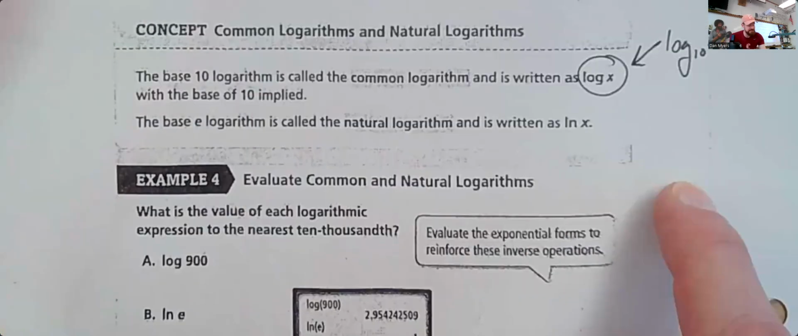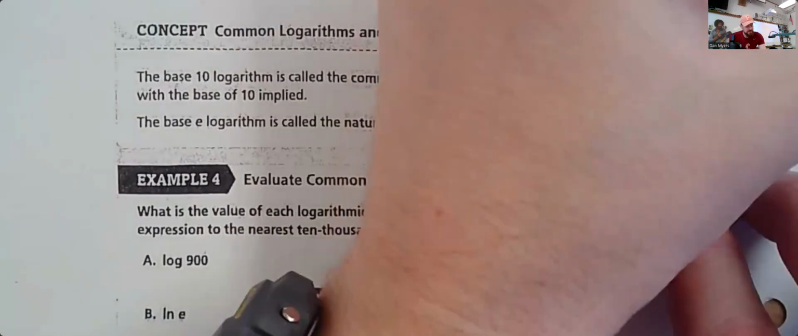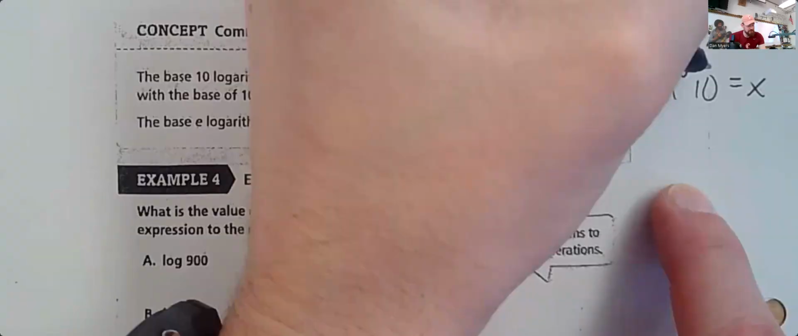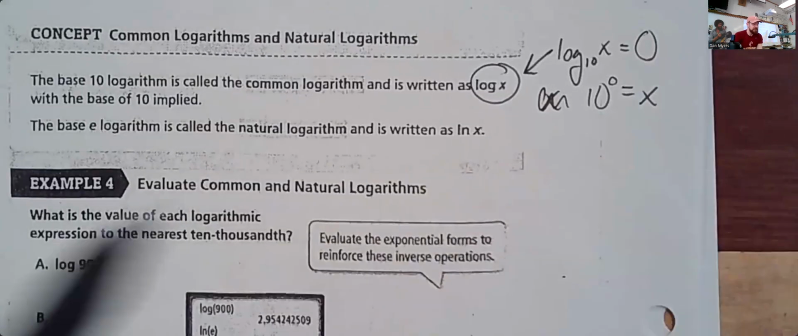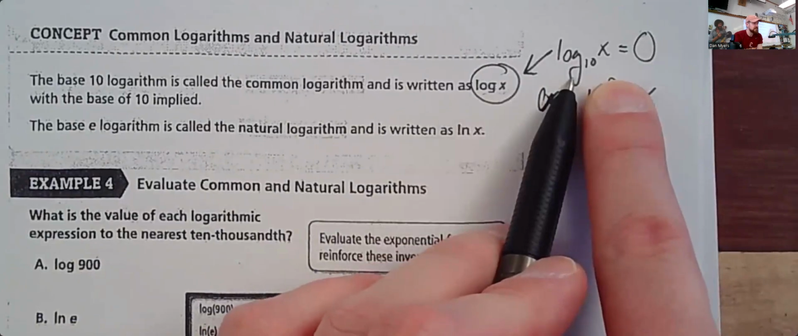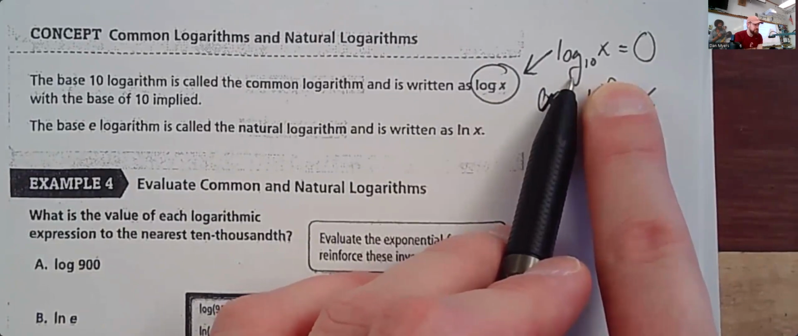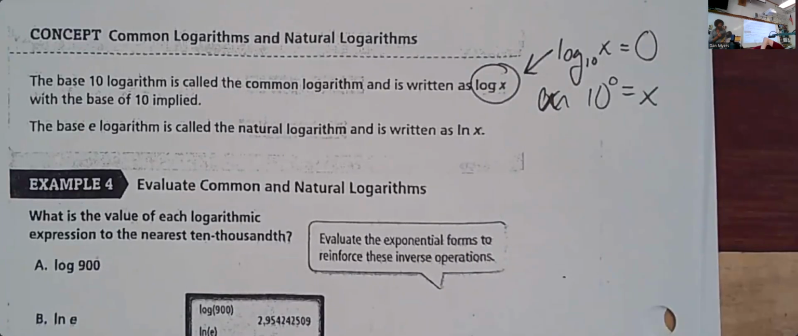Which would end up being, in exponential form, 10 to some power equals x. That's what we were dealing with in the warm-up, by the way. So if you see log x, what it means is log base 10 of x. The 10 is implied. If you see another number there, it's a different base value. But anytime it's just log, the base is 10. If there's no other base, the base is 10.